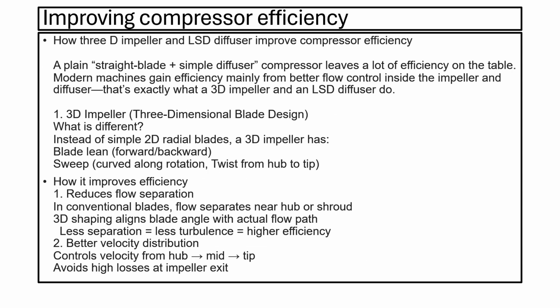Now, compressor efficiency can also be improved by using a 3D impeller or an LSD diffuser. Normally the plain straight blade, radial blade, and simple diffuser leave a lot of efficiency on the table. Modern machines gain efficiency mainly from better flow control inside the impeller and diffuser. That is exactly what the 3D impeller and LSD diffuser do.